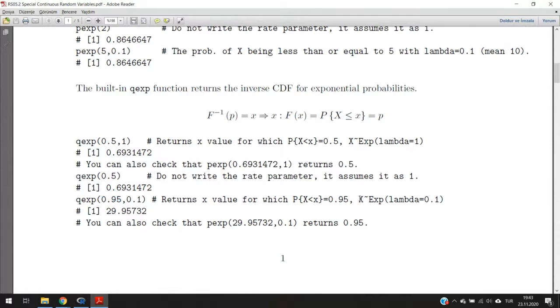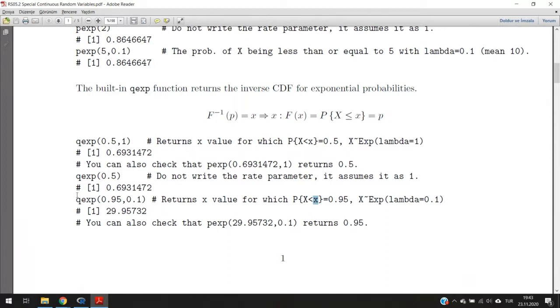For example, again, let's just say we have an exponential random variable, but this time the rate parameter is 0.1. We are interested in the threshold value, x value, such that the probability of this random variable to be less than or equal to this value is exactly 0.95. Or in other words, 95% of the possible values that this random variable can take is just going to be less than this value.